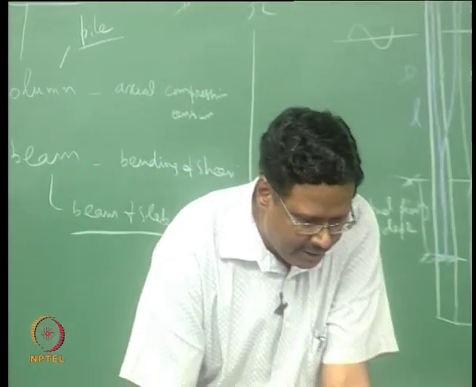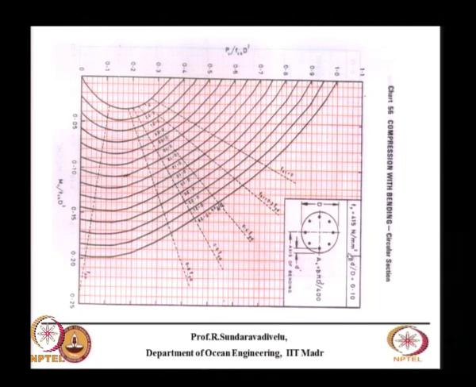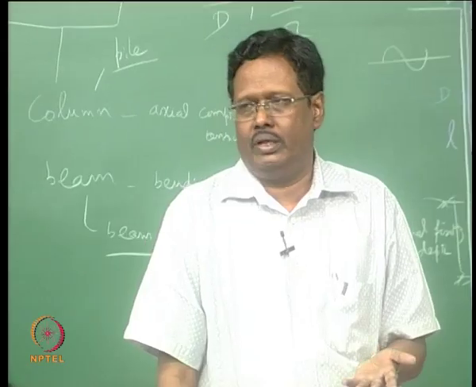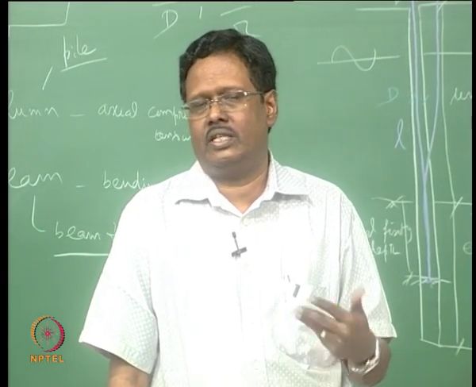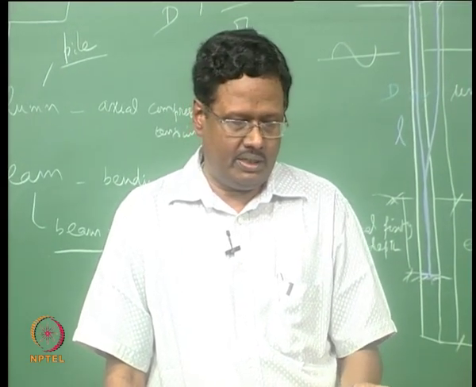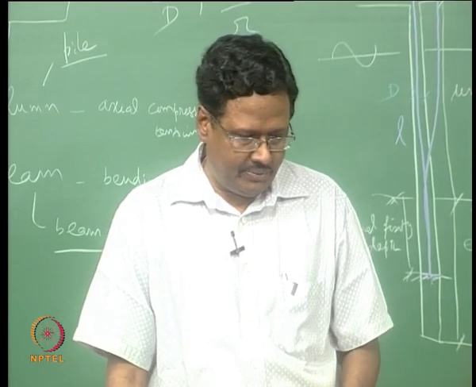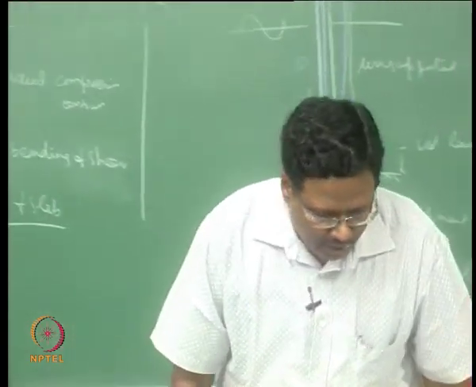This chart has d dash by d equal to 0.1. If the cover is more, d dash by d can go to 0.15. If the diameter is less, d dash by d may also increase. Based on that you get all these values and get p by fck. There is one more value given here.